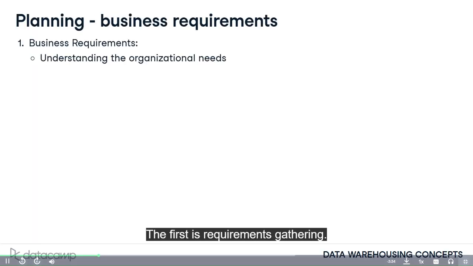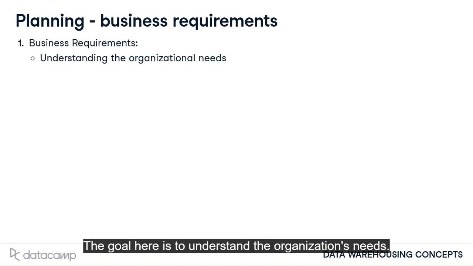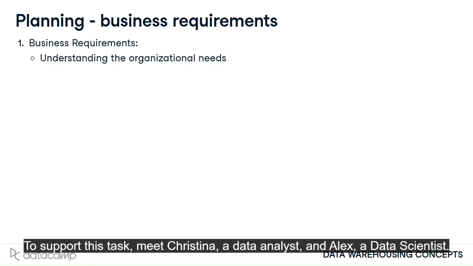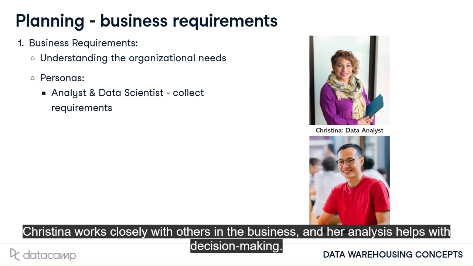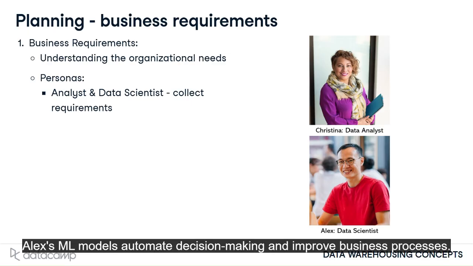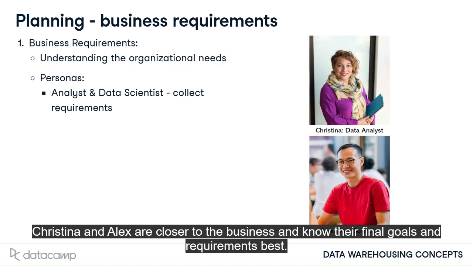The first is requirements gathering. The goal here is to understand the organization's needs. Who and how will they use the data warehouse? To support this task, meet Christina, a data analyst, and Alex, a data scientist. Christina works closely with others in the business, and her analysis helps with decision making. Alex's ML models automate decision making and improve business processes. Christina and Alex are closer to the business and know their final goals and requirements best.